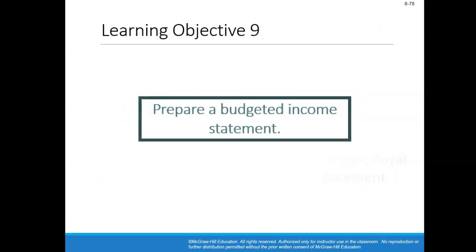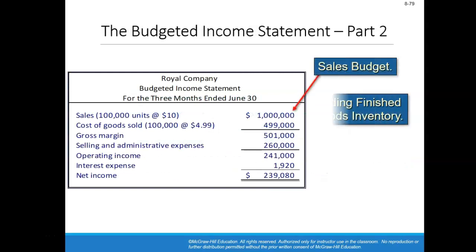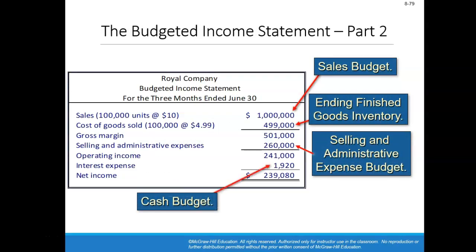We'll now prepare a budgeted income statement, and this will show the sales and expenses for the quarter. So again, these figures are coming from our various budgets. So remember, our total sales were $1 million. Our cost of goods sold, which is an expense that shows how much we pay for those items that are sold during the accounting period. Remember, we expect to sell 100,000 units. Our product cost is $4.99 per unit. So our cost of goods sold is $499,000. That gives us a gross margin or gross profit of $501,000.